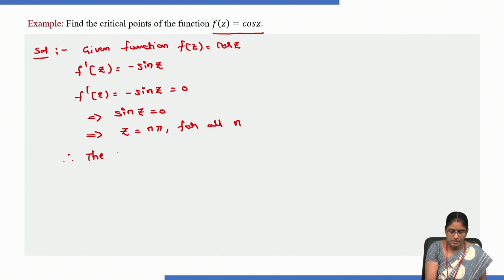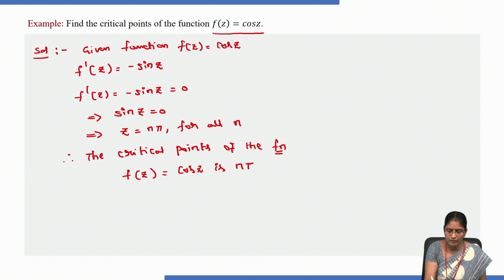The critical points of the function, here function is f of z equal to cos z, is n pi for all the values of n. N is 1, we get pi. N is 2, we get 2 pi. So on, and so on, n terms are existing.